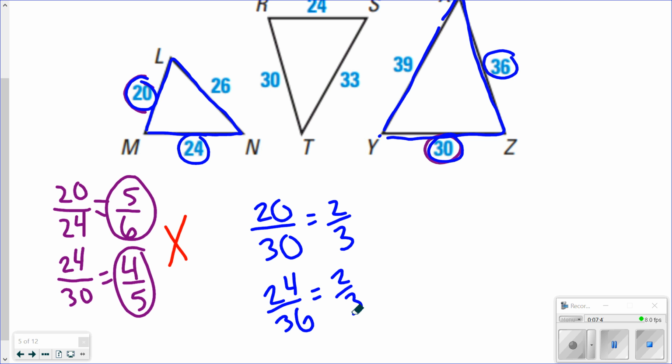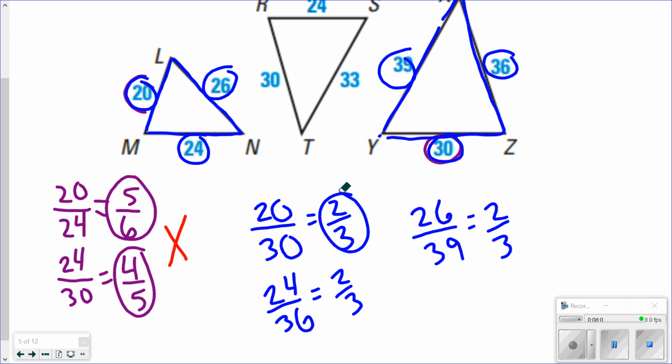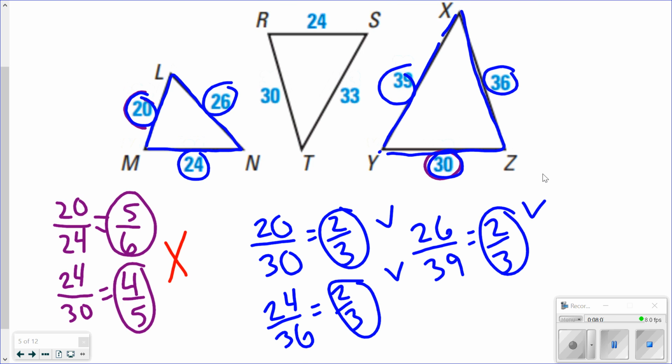I still need to check that third side though to make sure all the sides have the same scale factor. So finally, I'm going to divide these two together. So I have 26 divided by 39. And when you plug this in your calculator, you do get 2/3. So these are all the same, meaning that those two triangles are similar.